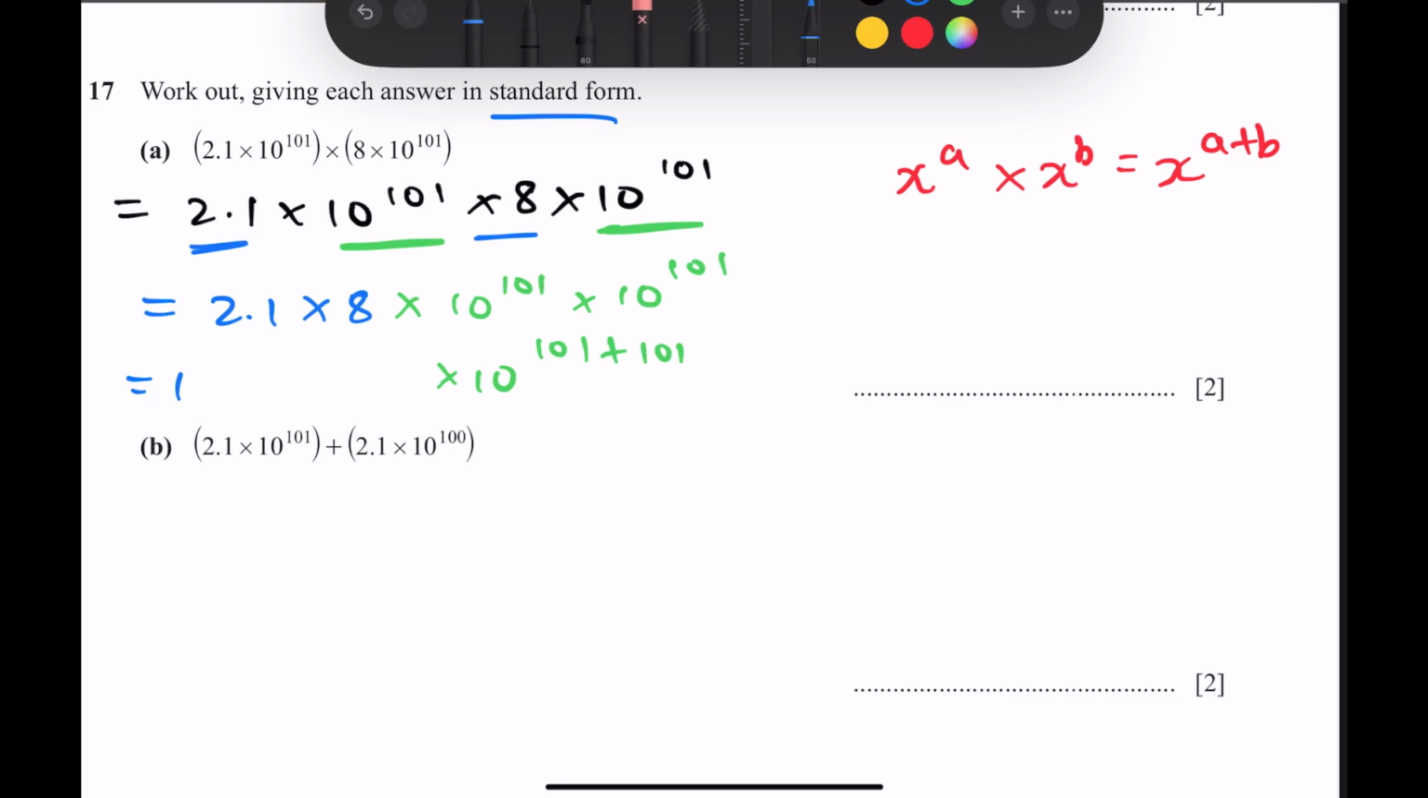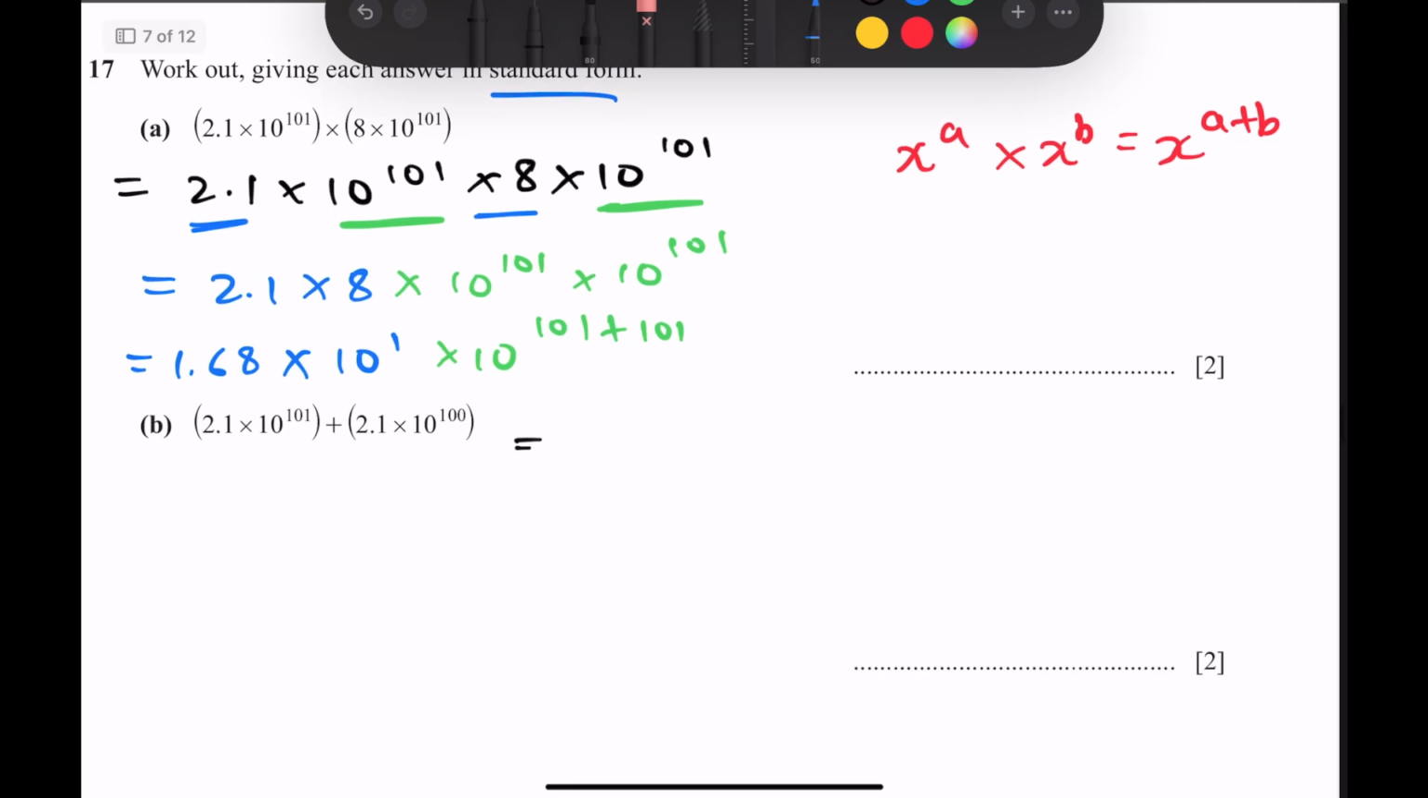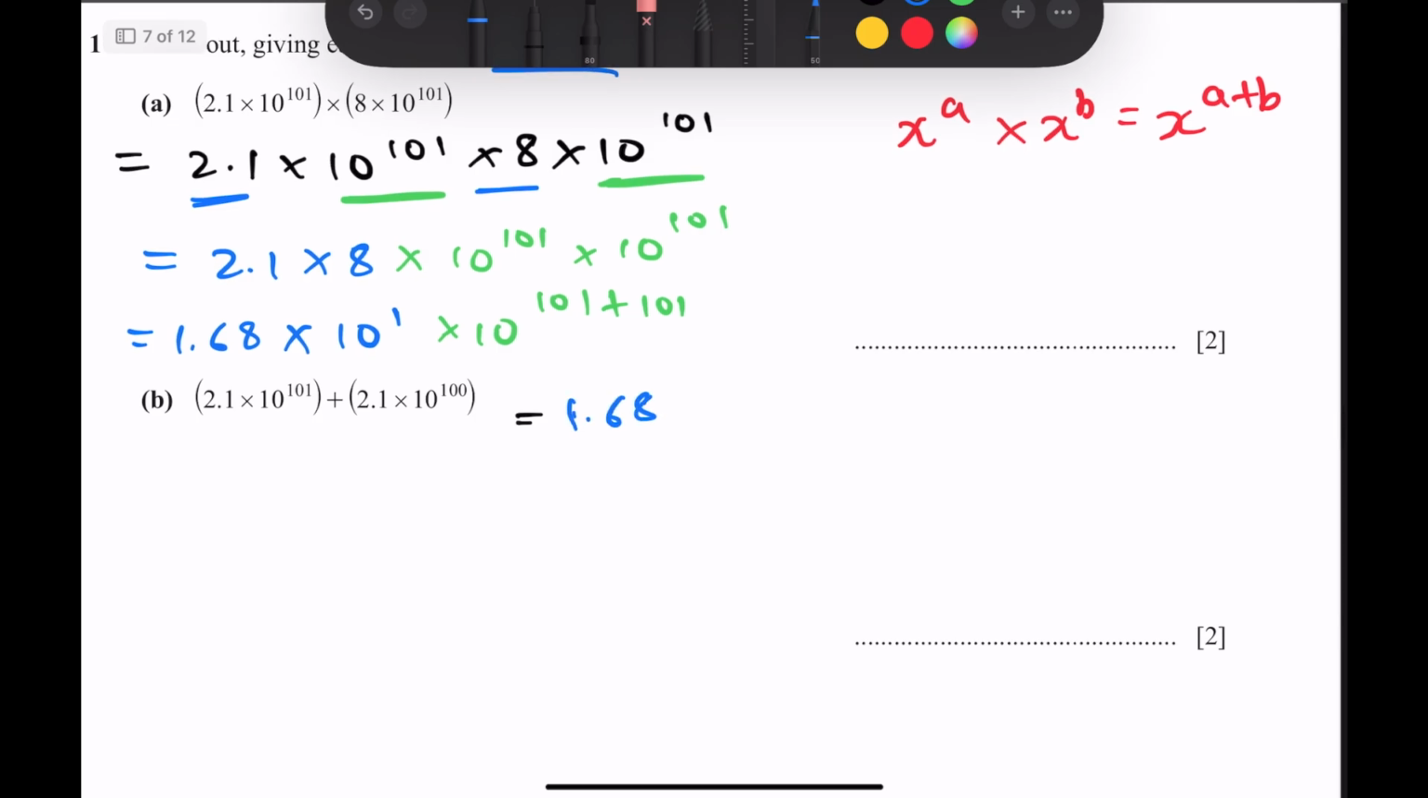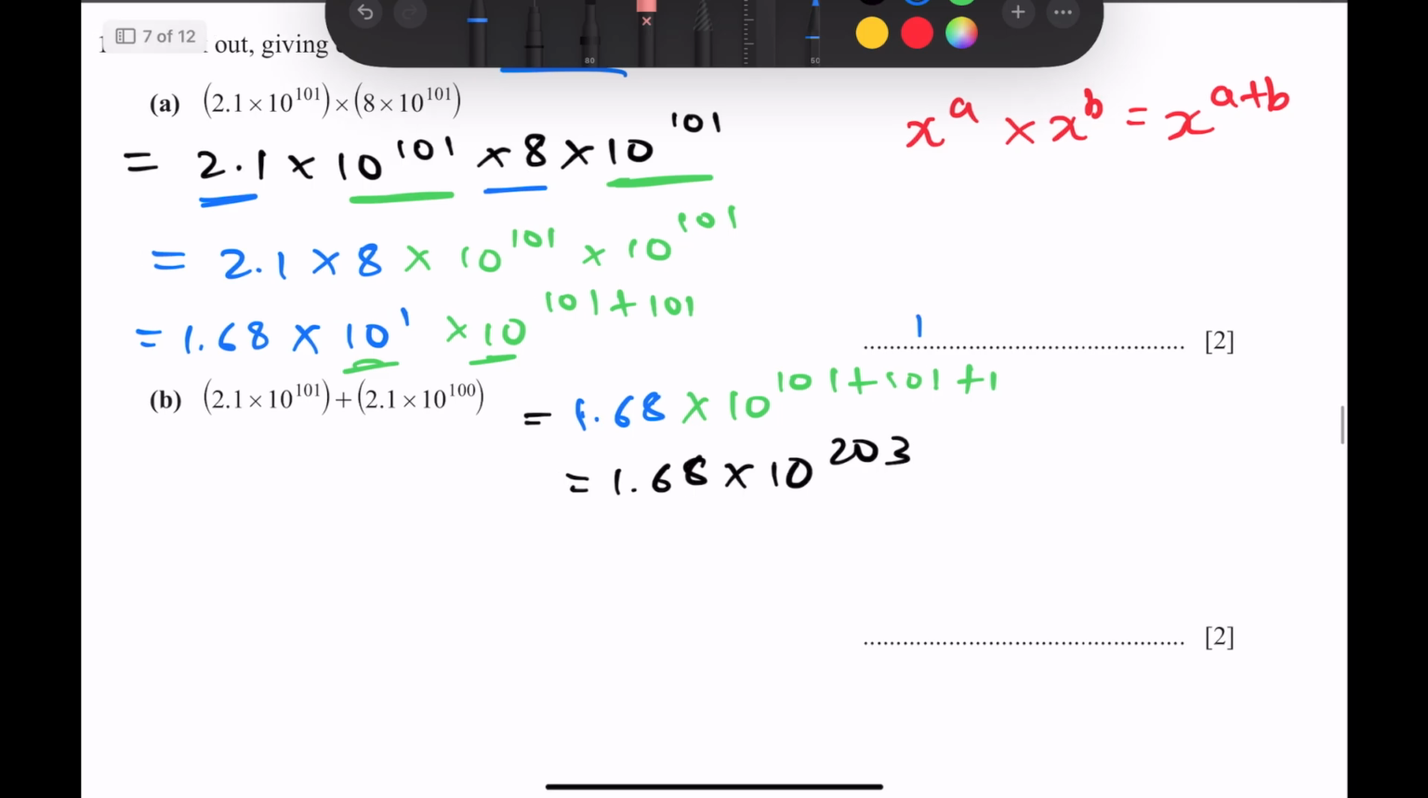This means that 16.8 on the left hand side can be rewritten as 1.68 times 10 to the power of 1 times 10 to the power of 101 plus 101. So this in turn would be equal to 1.68 times 10 to the power of 101 plus 101 plus 1, because as you can see the base is still the same. So the final answer is equal to 1.68 times 10 to the power of 203. So this is your part A answer solved.